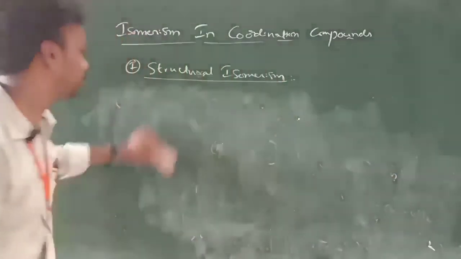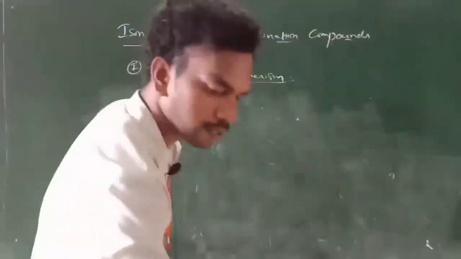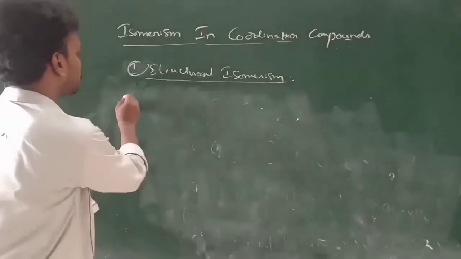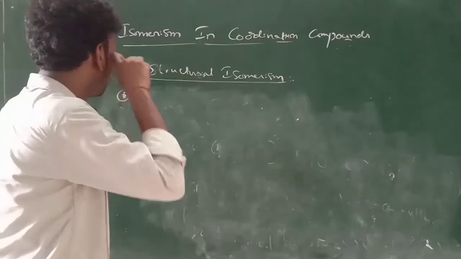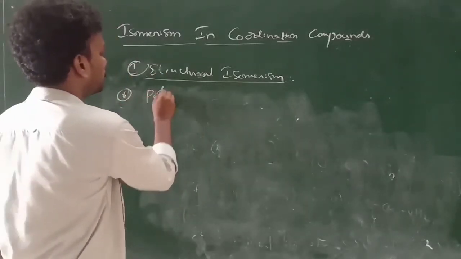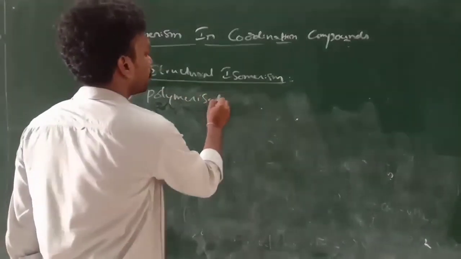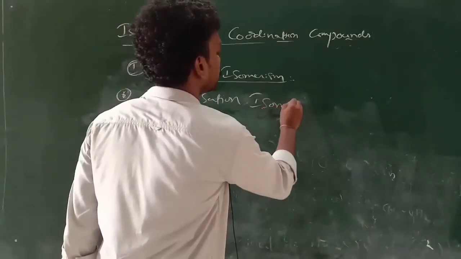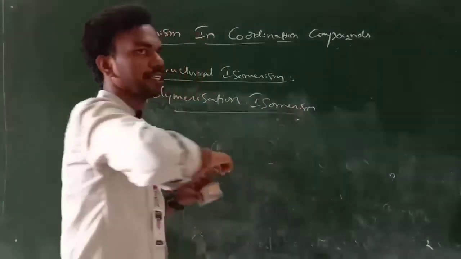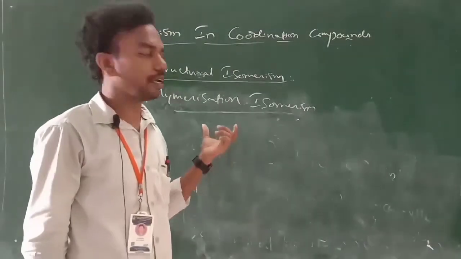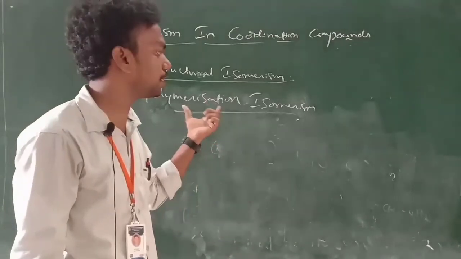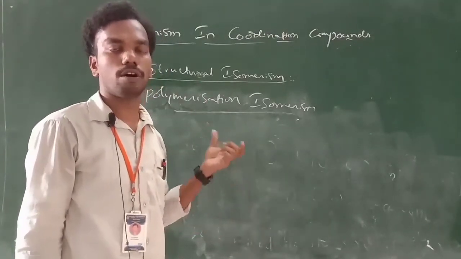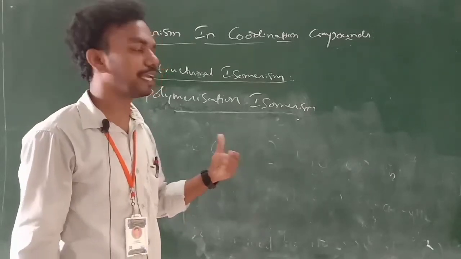And the last one, the 6th one, polymerization isomerism. So actually polymerization isomerism is not true isomerism, because here the complexes have different molecular composition. So polymerization isomerism is not a true isomerism, because the complexes are not of the same composition.